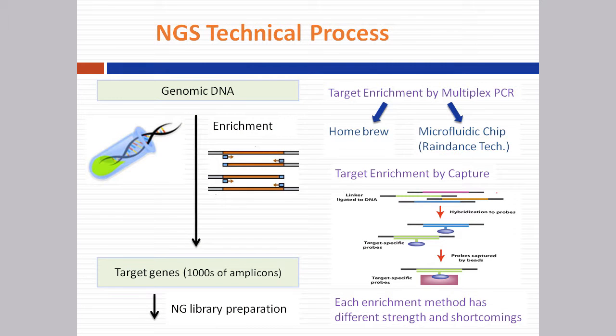To boil it down, with next-gen sequencing you start out with the patient DNA. You have only 2 copies of each gene, so we need to enrich the genetic material we want to look at and sequence. You can do that by PCR, like we have done in the past for regular ABI sequencing. We can develop homebrew tests in our lab where we throw together multiple PCR reactions all in one tube, or it can be done more elegantly by RainDance technology, which is a microfluidic chip design.